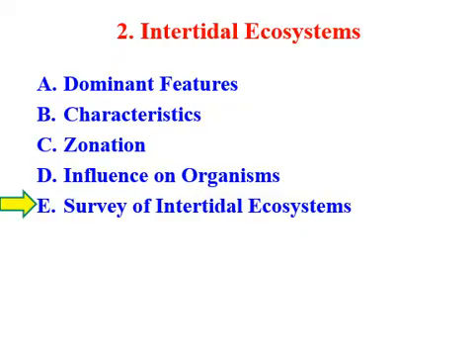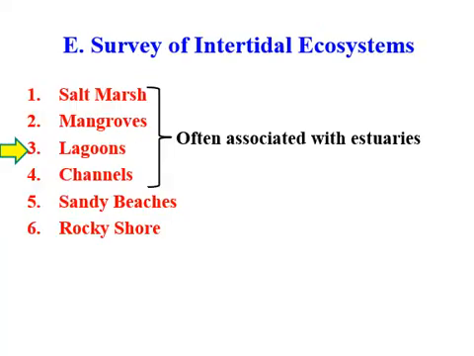Monday, March 30th. We're continuing our discussion about intertidal ecosystems. And in fact, we'll finish this today. So we talked about these couple of different intertidal ecosystems that revolve around flowering plants, salt marsh grasses and mangroves.